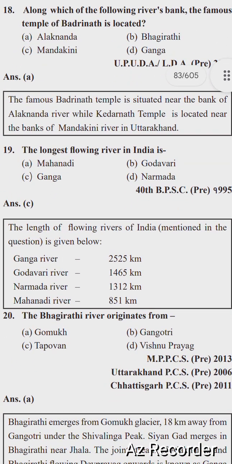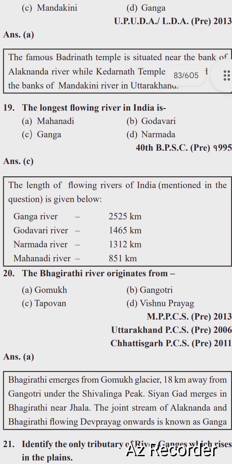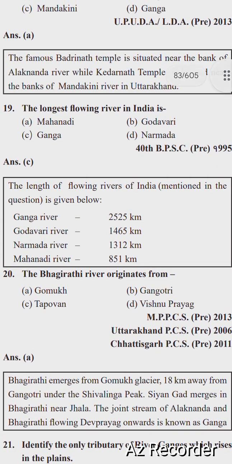Next, the longest flowing river in India is: options A, Mahanadi, B, Godavari, C, Ganga, D, Narmada. Right option is option number C. The longest flowing river in India is Ganga.